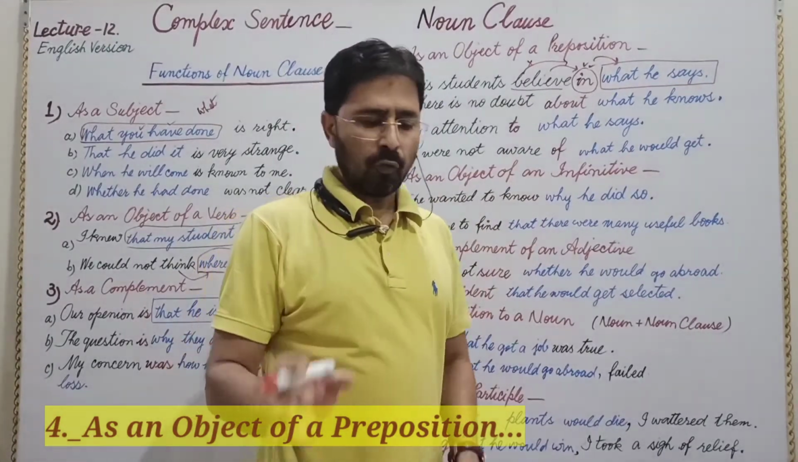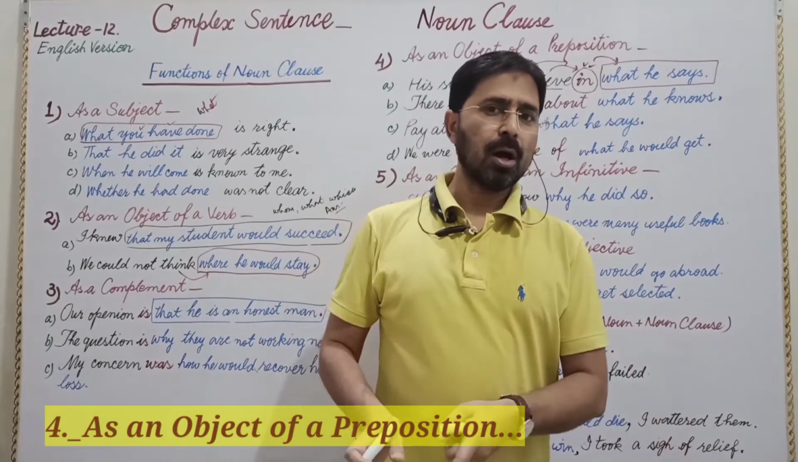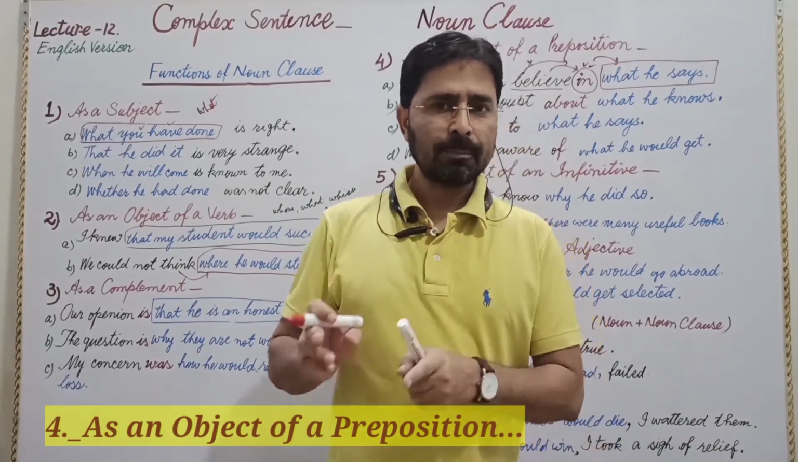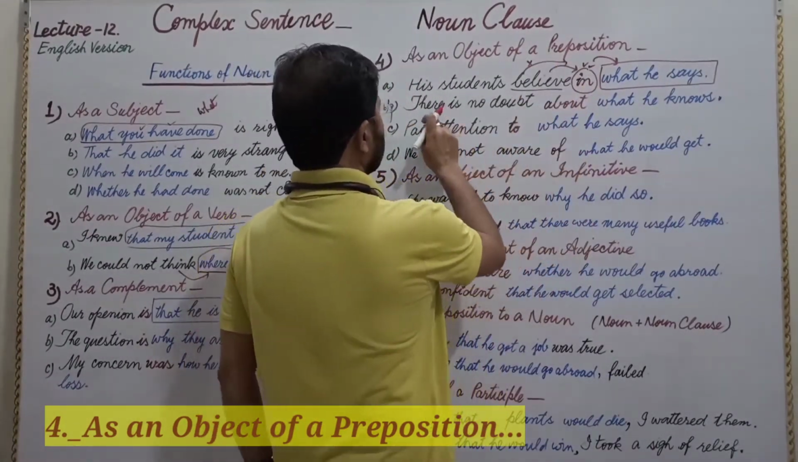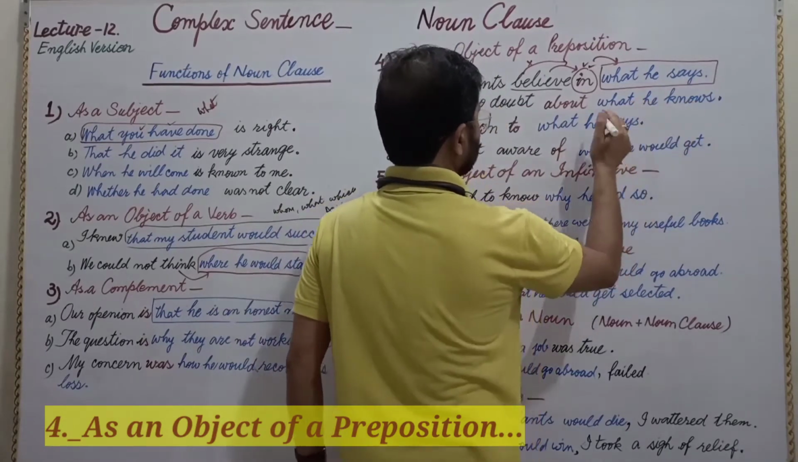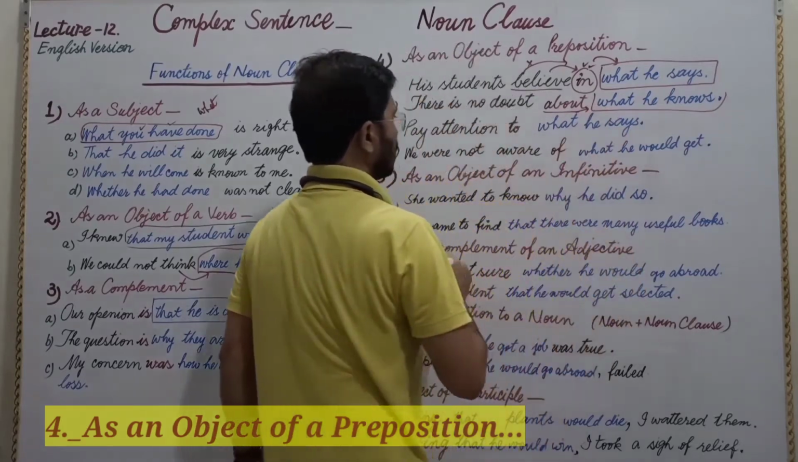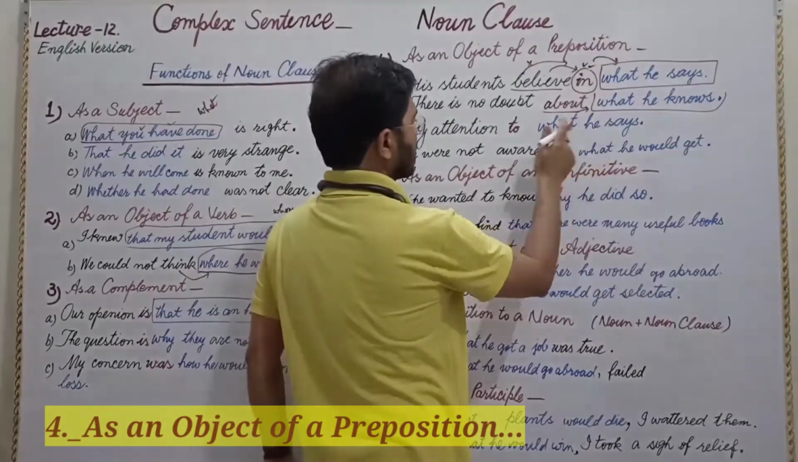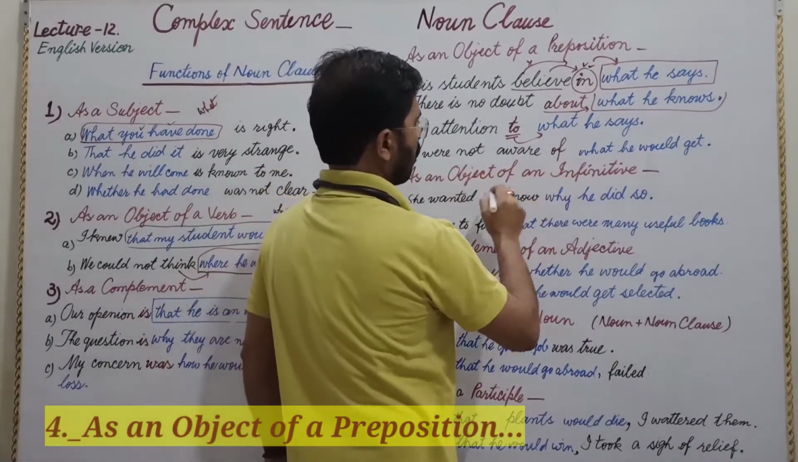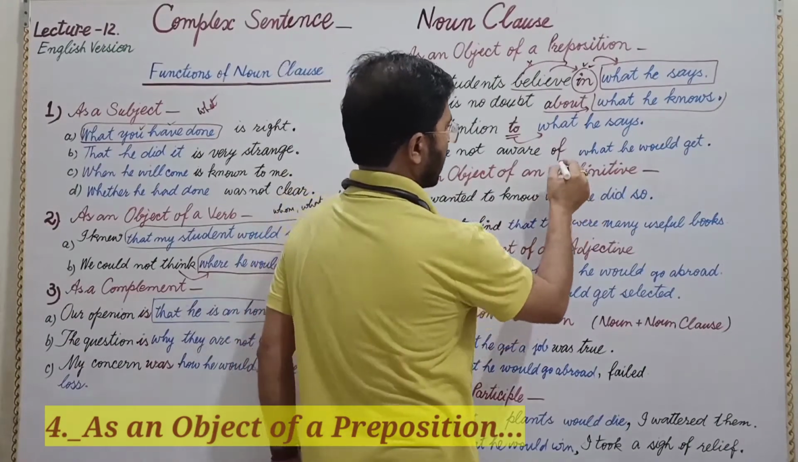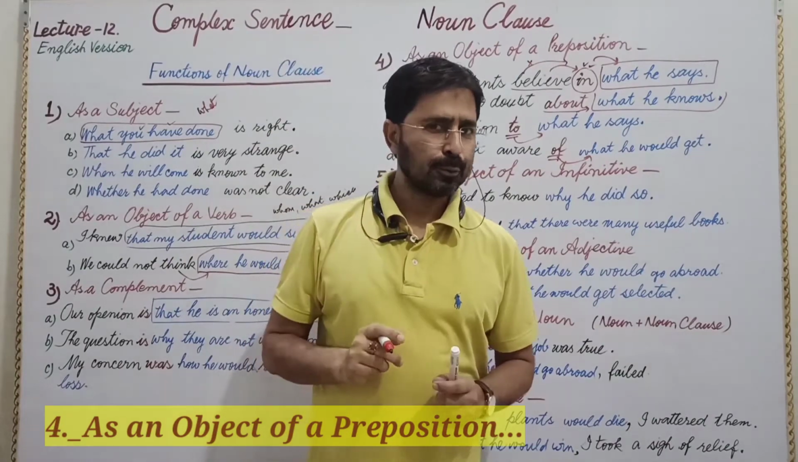Is it clear? Whenever you have a compulsory preposition after your verb and you place a part of a sentence including subject and predicate, it is known as object of a preposition. Now you see, there is no doubt about what he knows. About what he knows, it means it will be called the object of about. Pay attention to what he says, it will be called the object of to. We were not aware of what he would get. I hope it is understood very well.